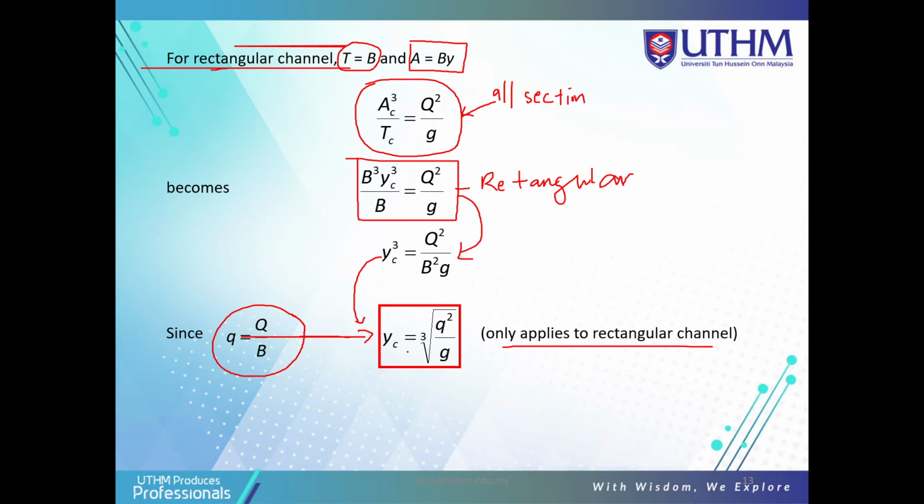To get the Yc directly, you use this direct formula here; you get the Yc using the rectangular channel. To get the Yc for all sections, you must use this equation. So there are two formulas based on the section. For all sections, you use this formula, and for rectangular channel, you use this formula.